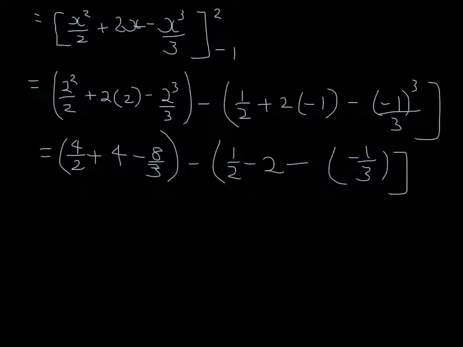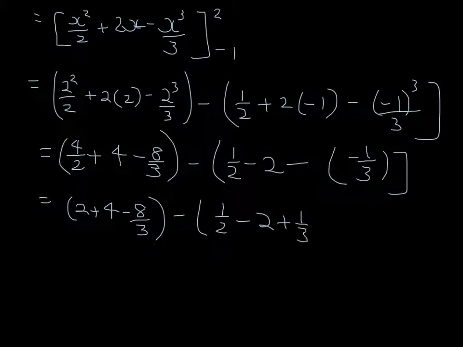Never forgetting those two minuses don't cancel out, because BIMDAS says you've got to do your indices first. So it's 2 plus 4 minus 8 on 3, minus a half minus 2 plus a third. And then you pop that into the calculator and get a grand total of 27 on 6 units squared.